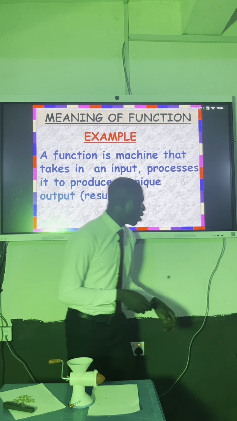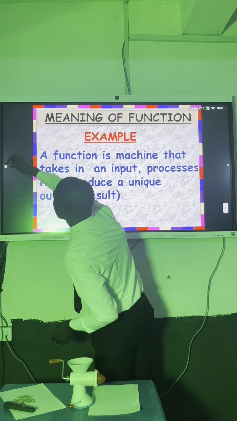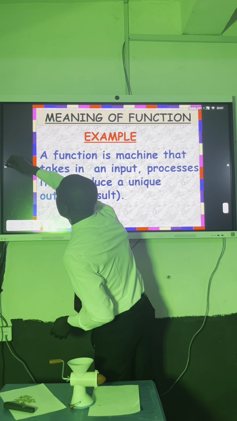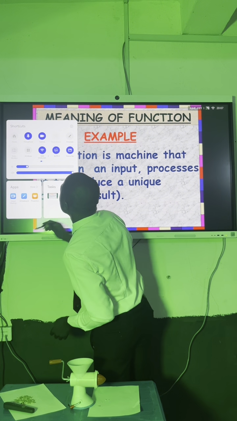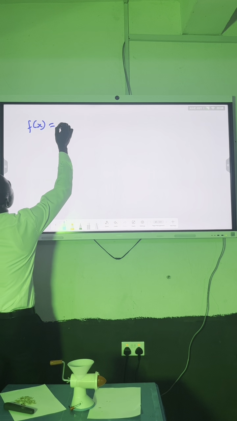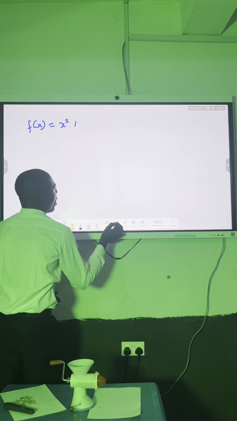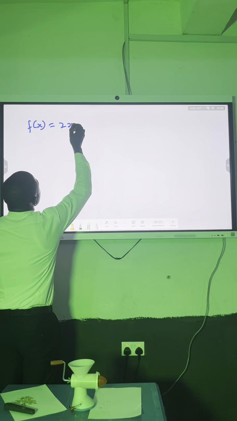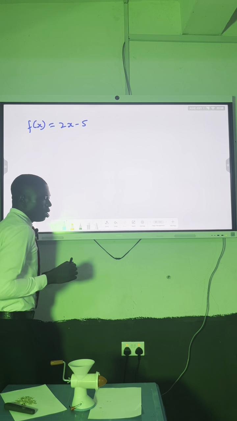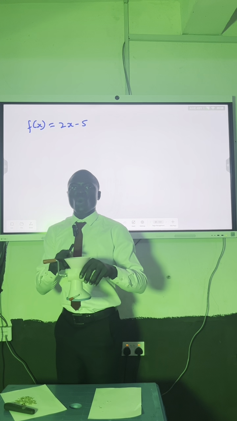For example, look at it. If I have f of x is equal to 2x minus 5, this is just like what I explained. It's a machine actually, just like this one.